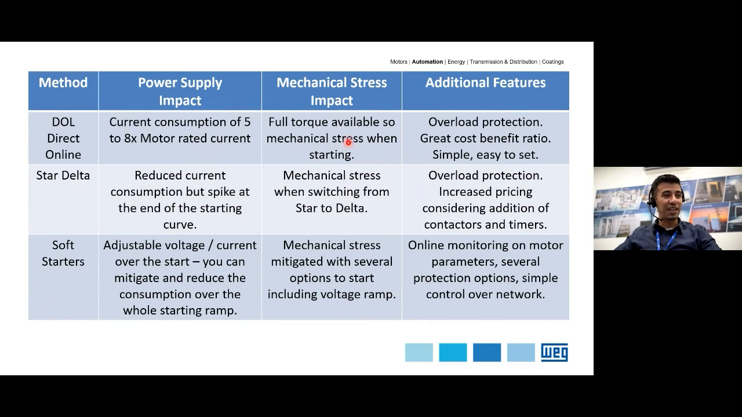So, okay, let's first touch base on the power supply impact, which is energy savings. For the GOL, we know that your current consumption will be 5 to 8 times the motor rated current. With the Y delta, we're going to reduce this starting current by a lot, but at the end of that curve, you will have a spike again. This is not too good, but it's way better than what we have in the GOL.